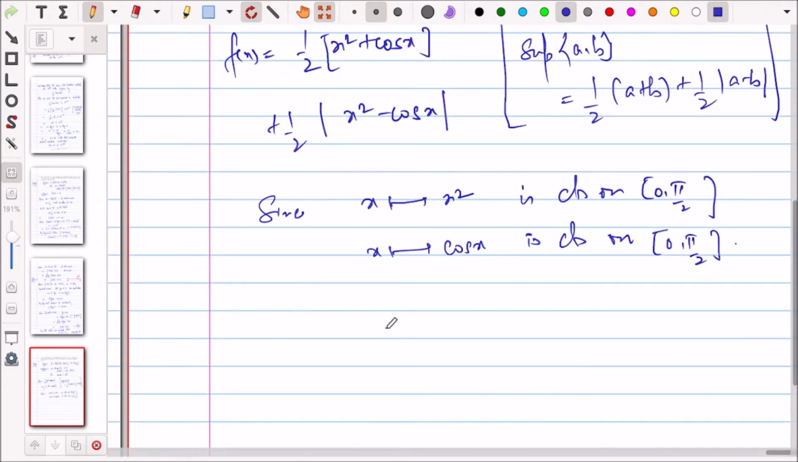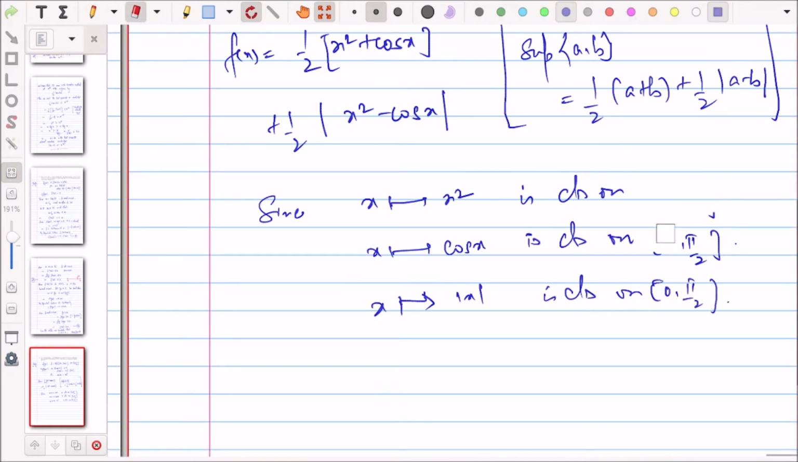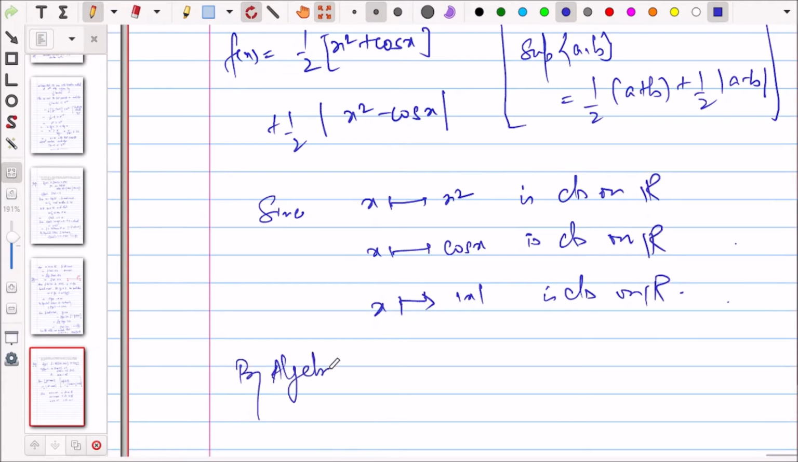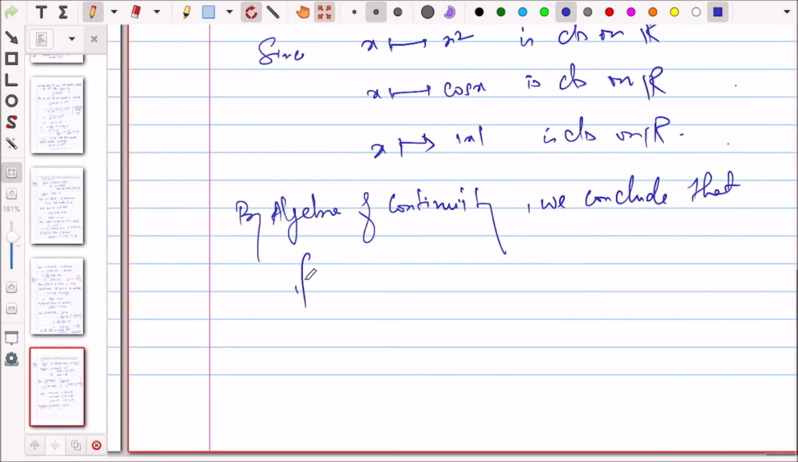So by algebra, and x goes to mod x is continuous on 0 to pi by 2. So by algebra of continuous functions on R, in fact you can say, because then we don't have to take care of the domains, codomains, range and all other things. So by algebra of continuity, we conclude that f is continuous on 0 to pi by 2.